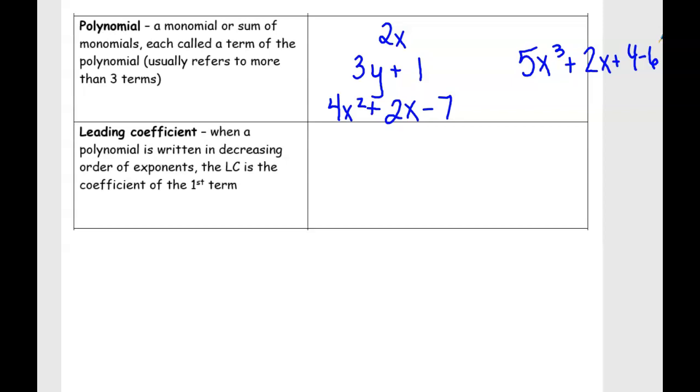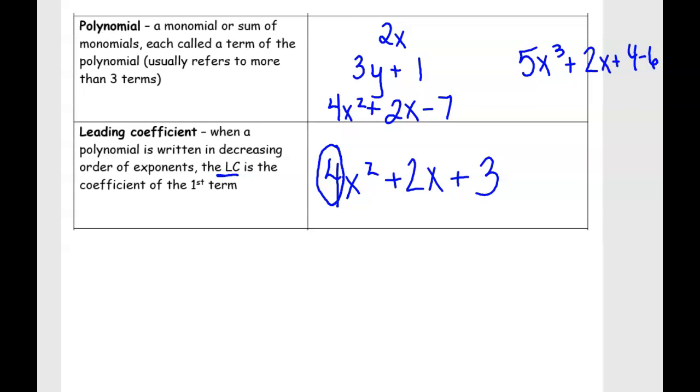A leading coefficient, when a polynomial is written in decreasing order of exponents, meaning degree order, the leading coefficient, or the LC, is the coefficient of the first term. Here's an example: 4x squared plus 2x plus 3. I start at the highest exponent, in this case x squared, and I go down. The leading coefficient is the number, the coefficient before that variable. So it's going to be a 4 in that case.